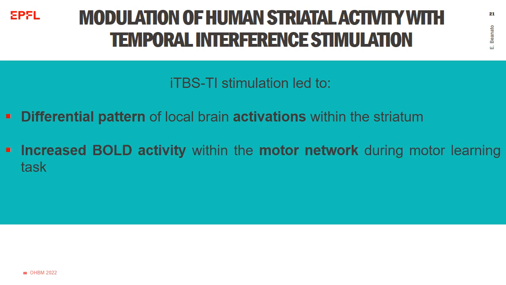As a second main result, we also observed an increased activity within the motor network during the motor learning task. In fact, the motor network, which includes also the striatum, showed higher activity during ITBS with respect to control. And finally, these effects observed at the brain level also reflected into increased motor learning task performance, so behavioral effects. All these results taken together really point toward a good modulation of the striatal target by means of ITBS TI stimulation.